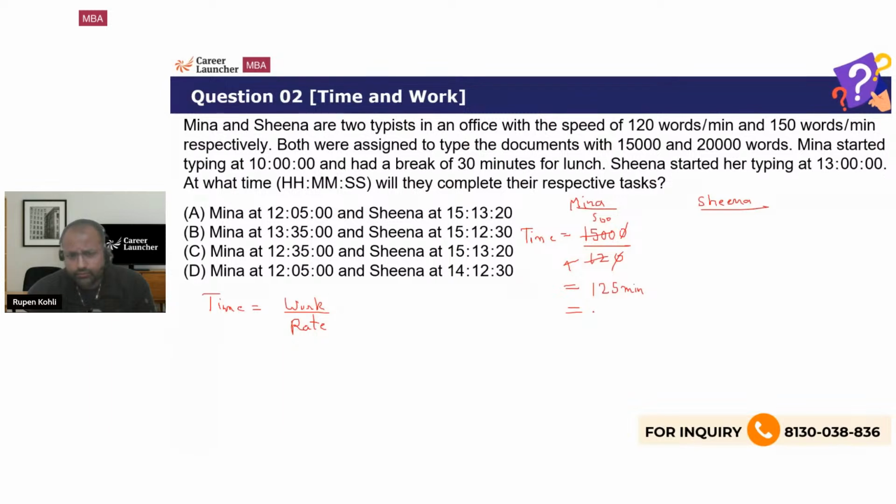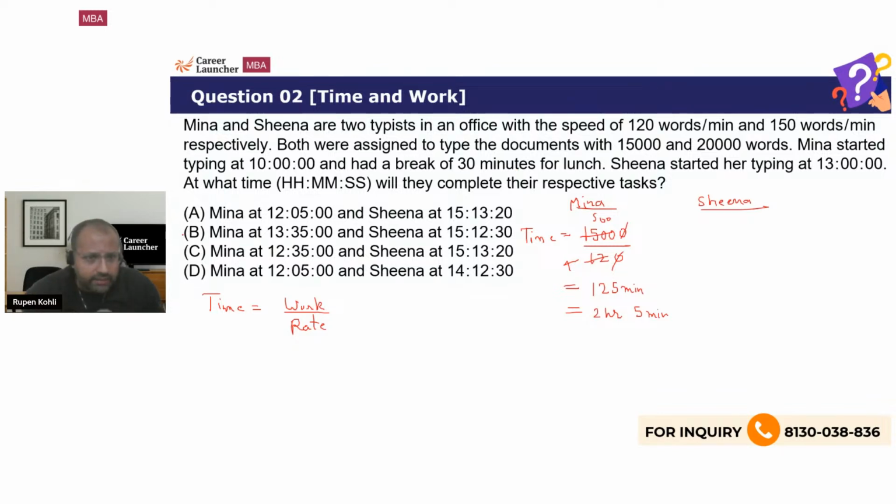Now we need to find this in hours, minutes, and seconds. So 125 minutes is 2 hours and 5 minutes, right? 120 minutes is 2 hours. She started at 10. She also had a break of 30 minutes for lunch somewhere in the middle of it. So add another half an hour, you get 10:30. I'm saying she did not take the break at 10, but you need to consider that 30 minutes. So add another 30 minutes for that. 10:30 plus 2 hours 5 minutes, so 12:35.